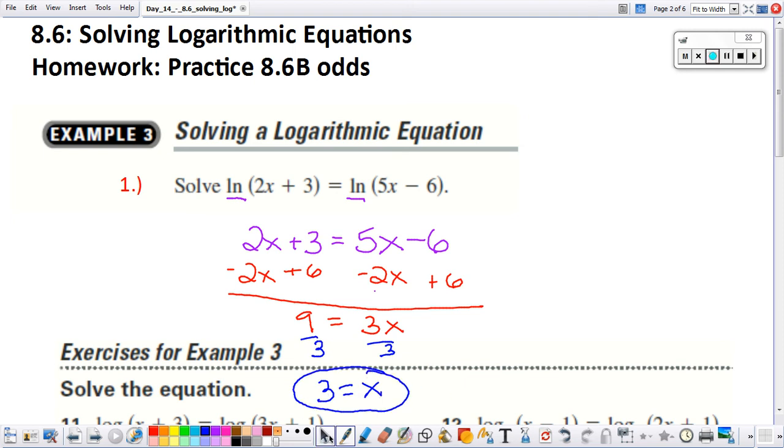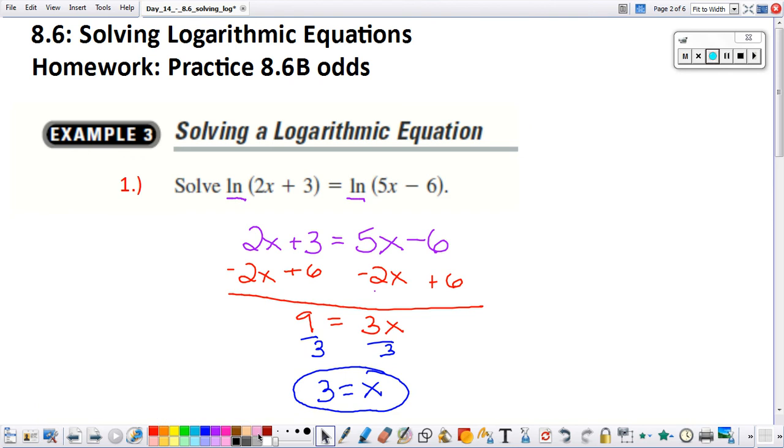Now you should check your answers when there's a logarithm, because for logs we have a restricted domain. So we have to go back up to the original. If we take 3 and plug it back in for x, we need to make sure that the argument, which is this piece again, is more than 0. So if we plug in 3 here, we're going to get a positive number, because it's going to be 6 plus 3. If we plug in 3 here, we're going to get 15 minus 6, so that works. 3 is our answer.